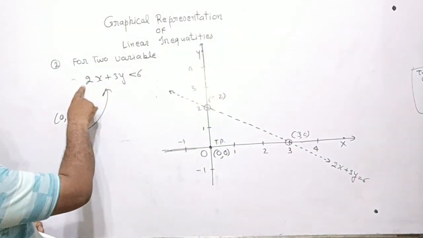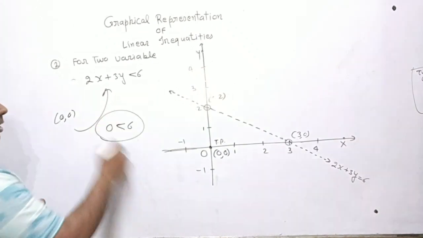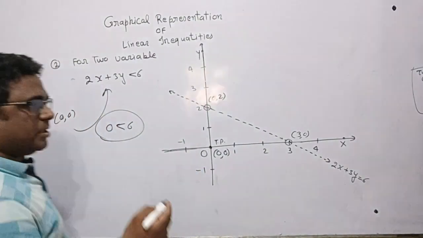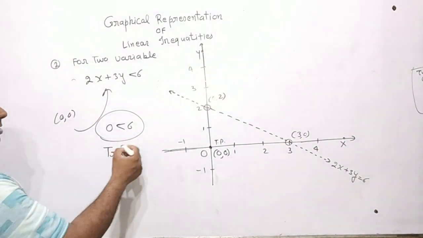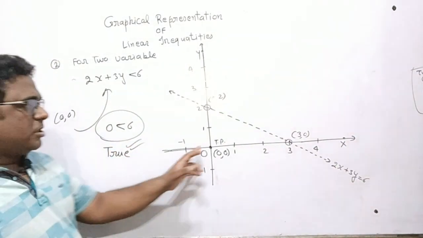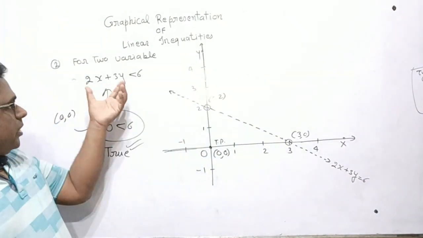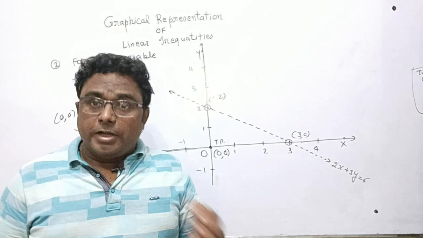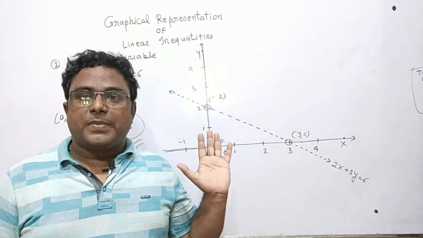If you put 0 here and 0 here, then what will come? 0 less than 6. And all of us know that 0 is smaller and 6 is larger. So 0 less than 6 is a true statement. It means this testing point 0, 0, when put into this inequality, gives us a true statement. It means 0, 0 is a solution for this inequality.